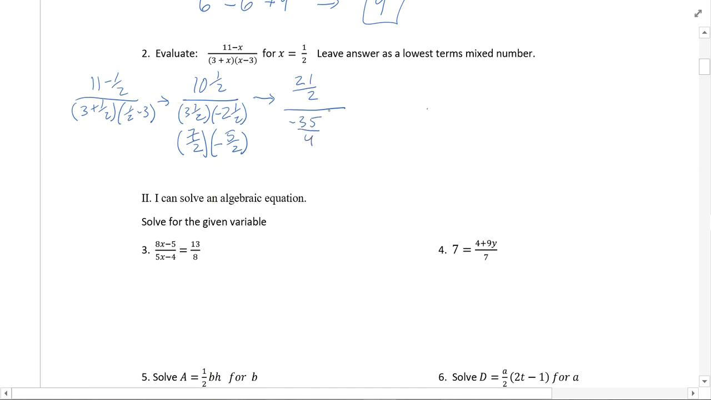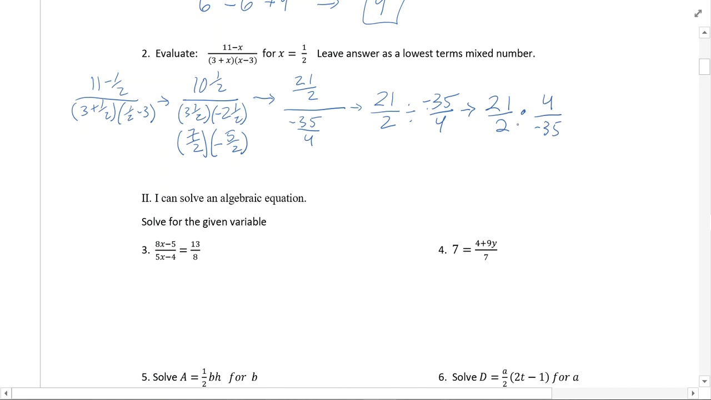But again, I'm working with fractions. I don't want this division bar. So I'm going to think of it as the division sign. So 21/2 divided by -35/4. All right, so now, how do you divide fractions? Well, to divide fractions, you multiply by the reciprocal. So hopefully all of this stuff is coming back to you from Algebra 1. So I'm going to change it to multiplication, and I'm going to flip, so it becomes 4/-35.